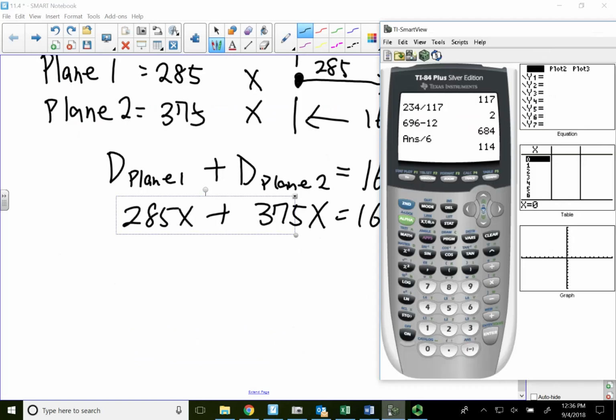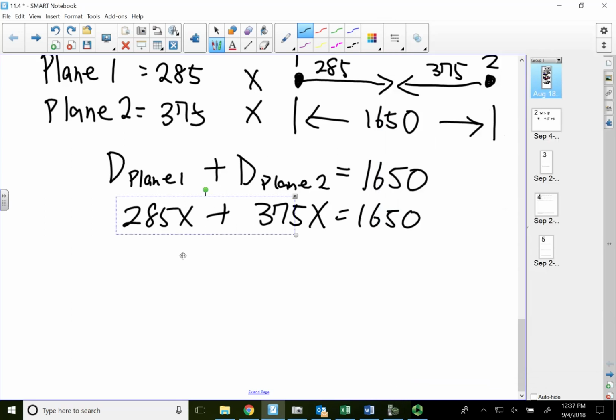All right, combine like terms. 285 plus 375 is 660x. So that equals 1650. Divide both sides by 660.